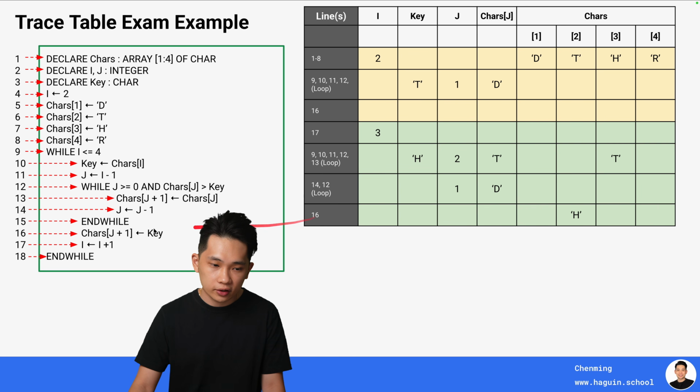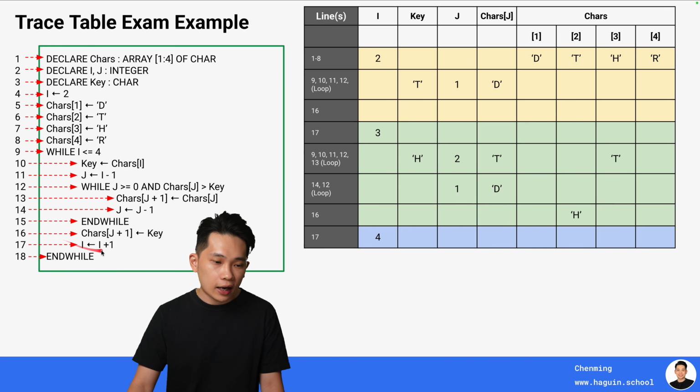So line 16 here, char j, what is j? It's going to be char 2 is equal to key here. So right now, char 2 here will be updated to h here. So right now, the value that we have is going to be d, h, and t here. And then next will be line 17 here. So it's going to be i is equal to i plus 1 here. So 3 plus 1 is equal to 4 here.